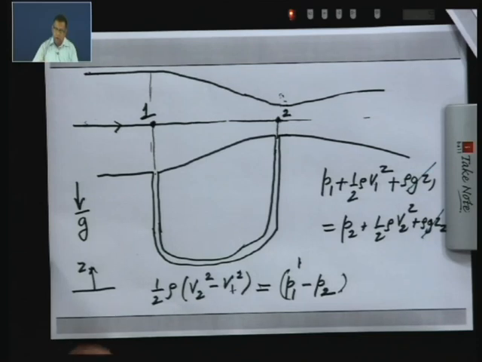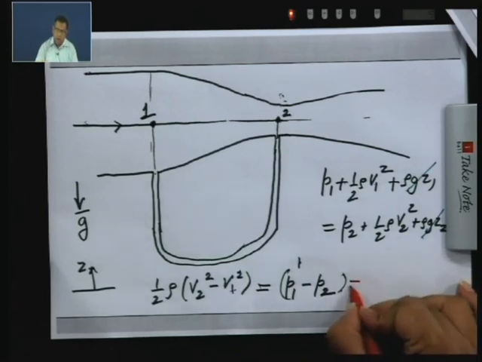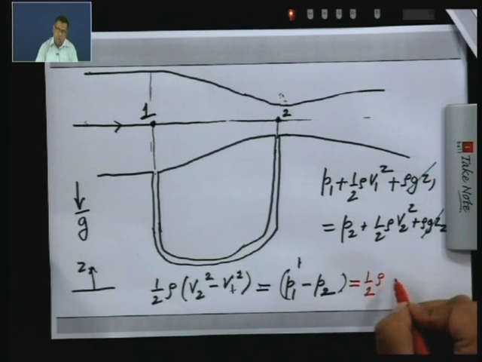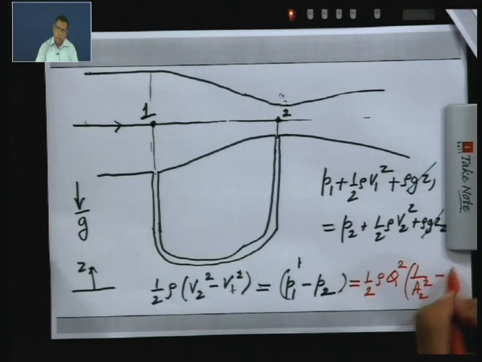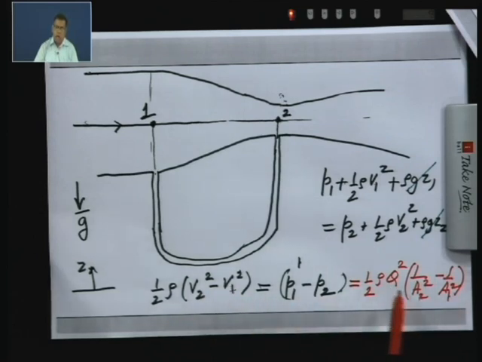So, here I can write this as half rho Q squared into 1 upon A 2 squared minus 1 upon A 1 squared, where I have used the fact that V 2 is Q upon A 2 and V 1 is Q upon A 1, and that Q being the same I have factored it out, and you have squares here. So, you have Q squared here. If you know A 1 and A 2 and if you can measure this pressure difference P 1 minus P 2, then you have an expression which you can use to calculate the volume flow rate.